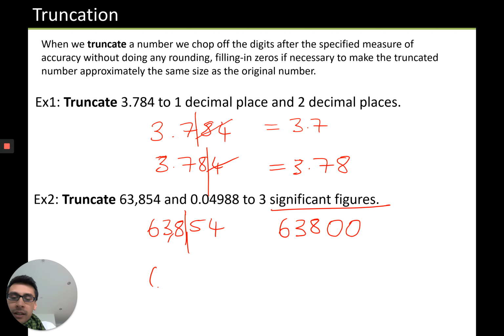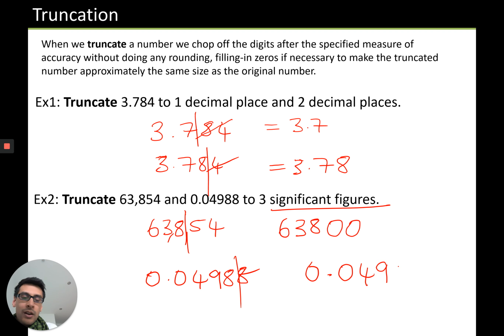Now write the number out again, example 2, 0.04988. We're going to round to 3 significant figures. The first non-zero digit is 4, so that's the first significant figure. The second significant figure is 9. The third significant figure is 8, so draw a line after the 8, chop off the final 8, and then you get 0.0498. That has been truncated to 3 significant figures.